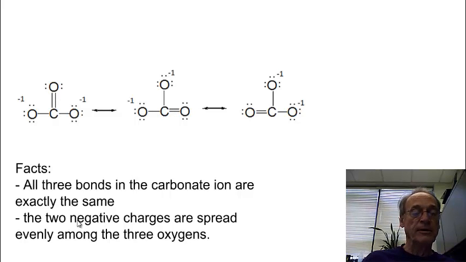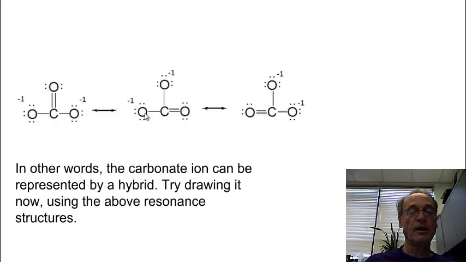Furthermore, another fact about the carbonate ion, the 3 oxygens all have the same amount of negative charge on them. It's not true in any one of these structures, but if you look at all 3 of them at the same time, they each have 2/3 of a negative charge. And so the charge becomes equally spread out over the 3 oxygens. In other words, the carbonate ion can be represented by a hybrid.